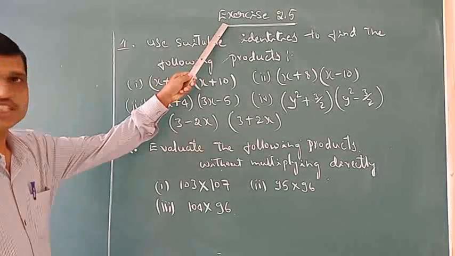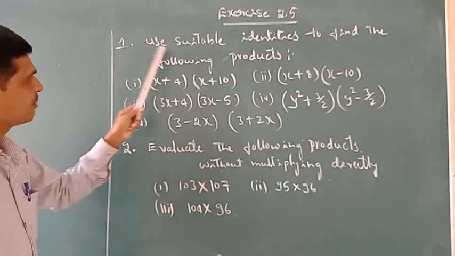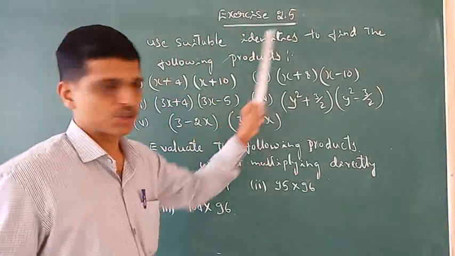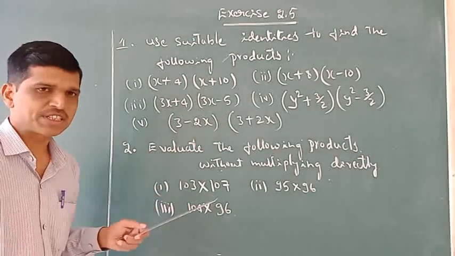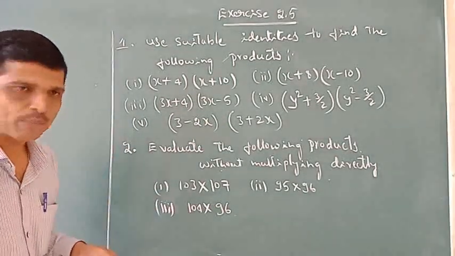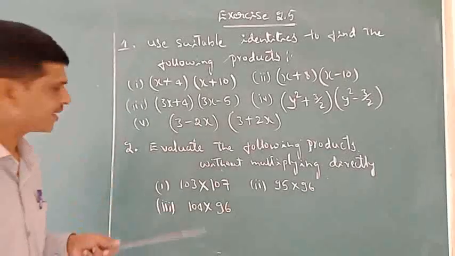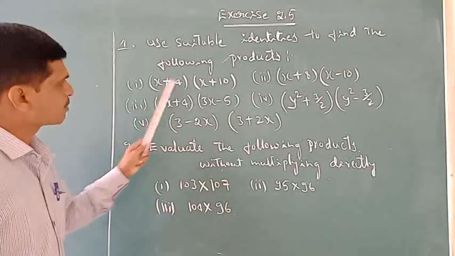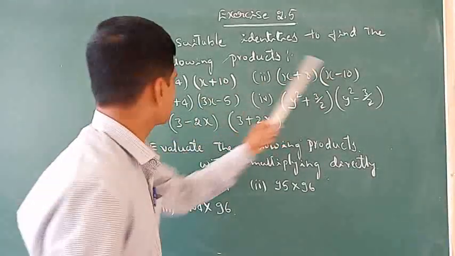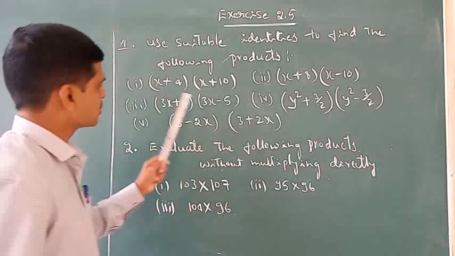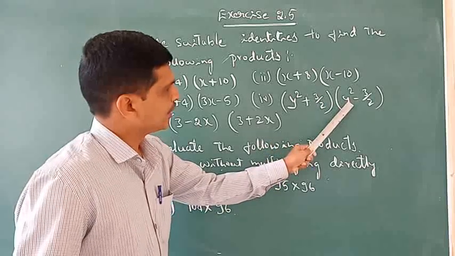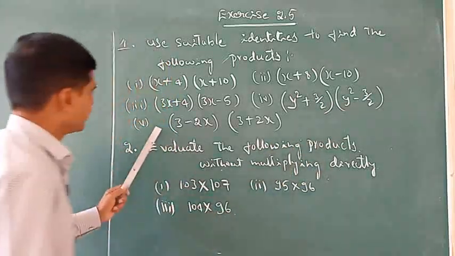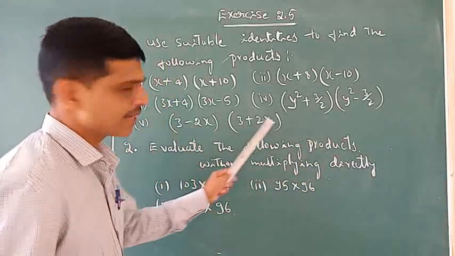See here, exercise 2.5. In the first main question, use suitable identities to find the following products. Here some products of algebraic expressions are given, in which you have to find the products by using the previous identities. The first one, x plus 4 into x plus 10; second, x plus 8 into x minus 10; third one, 3x plus 4 into 3x minus 5; fourth one, y square plus 3 by 2 into y square minus 3 by 2; and the last one, 3 minus 2x into 3 plus 2x.